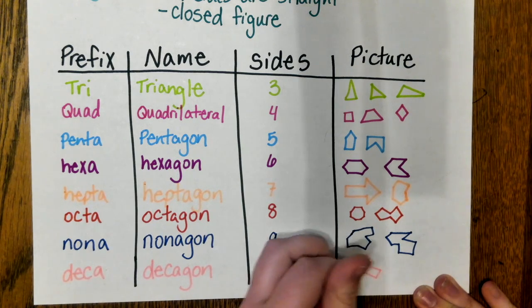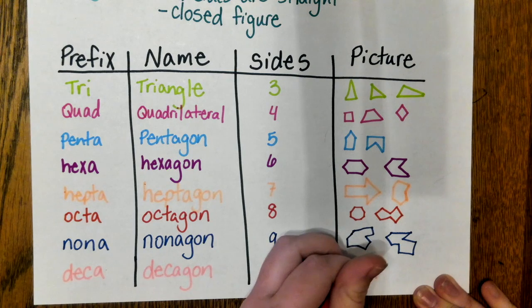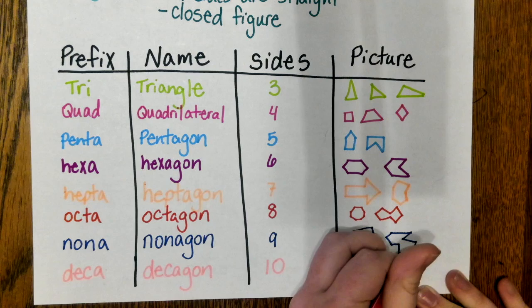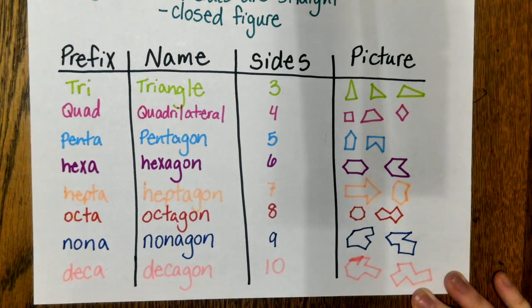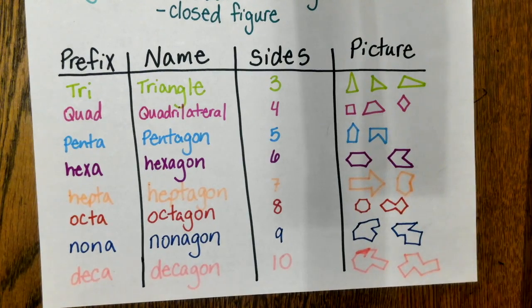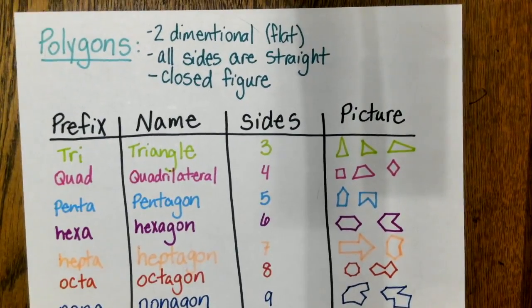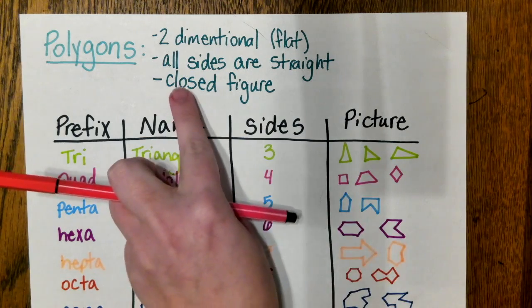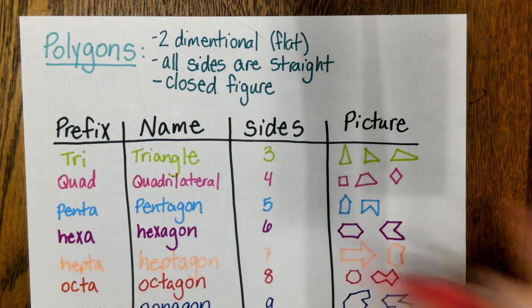Whoops. We'll just pretend I didn't do that. There you go. All of these are polygons. And remember, polygons are two-dimensional, they're flat. All of the sides are straight, and they are closed figures.